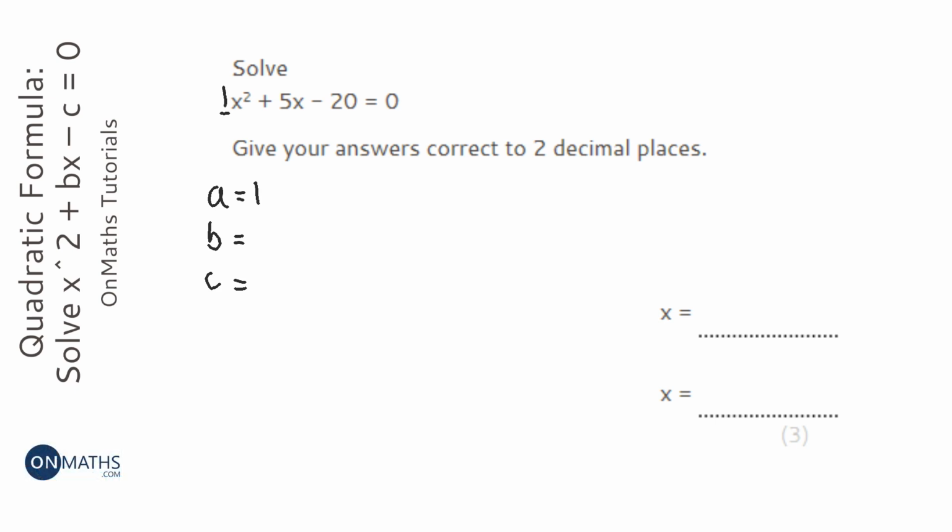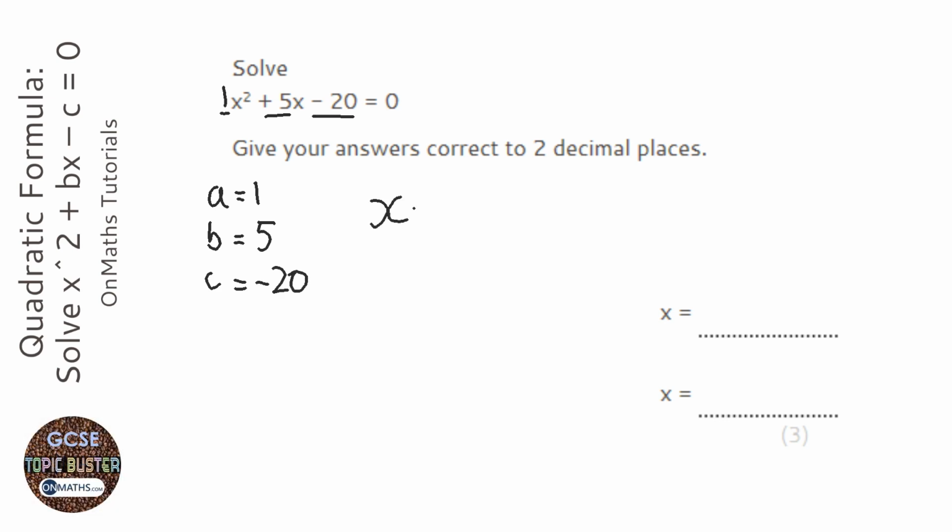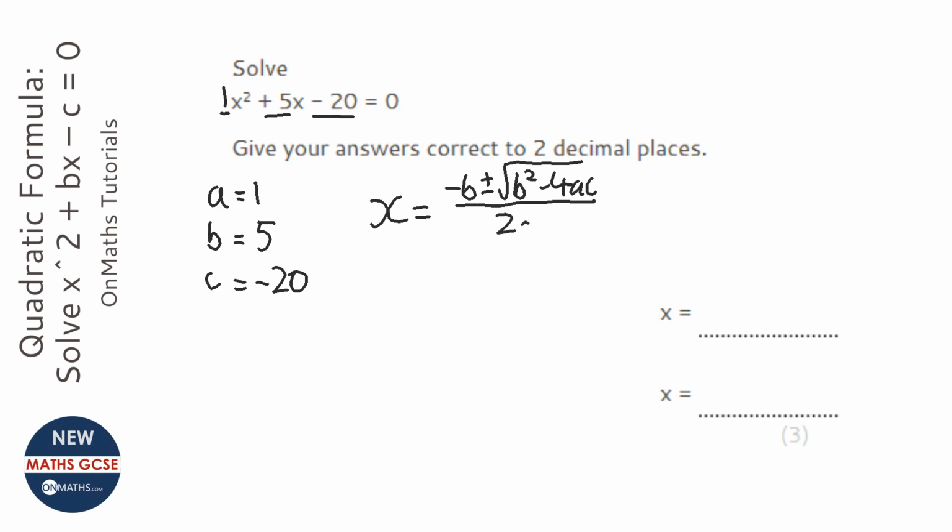So a is 1, b is the number before the x term, which at the moment is 5, and c is the number on its own at the end, so that's minus 20. So the quadratic formula is x equals minus b plus minus square root of b squared minus 4ac over 2a.